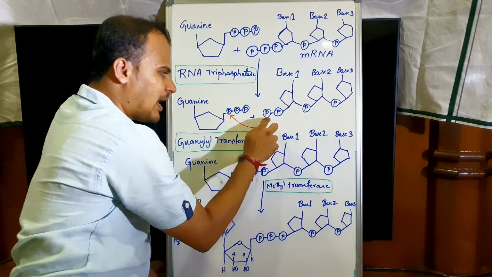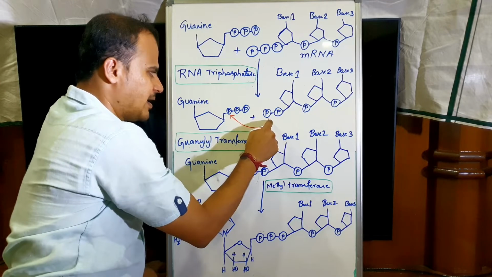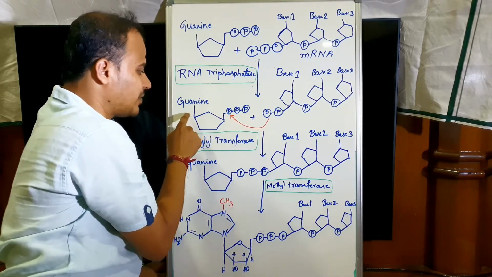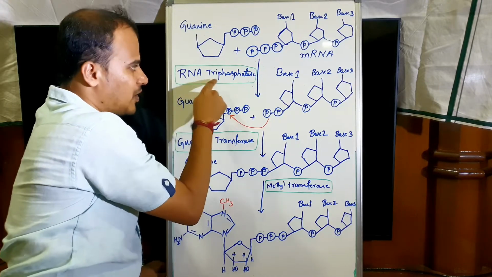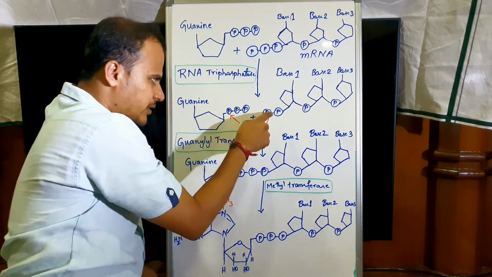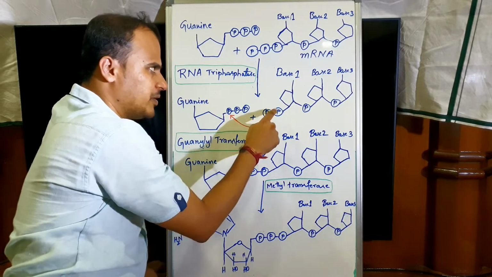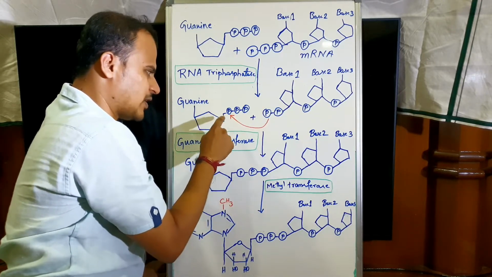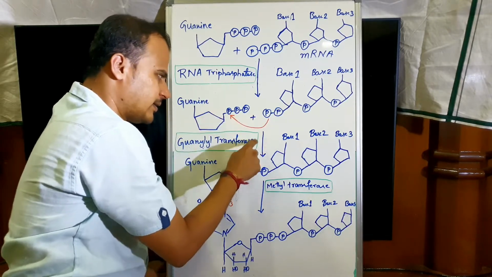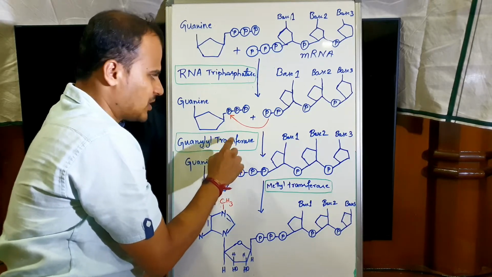Now the beta phosphate of the mRNA attacks the alpha phosphate of the guanosine triphosphate, which I have taken in the previous step. So this attacks the alpha phosphate of the guanosine triphosphate, and this reaction is catalyzed by guanylyl transferase.